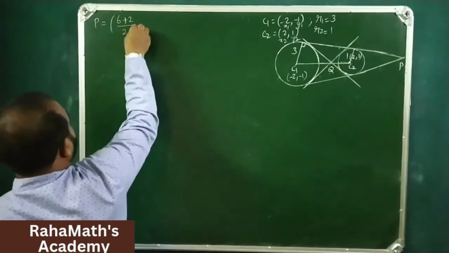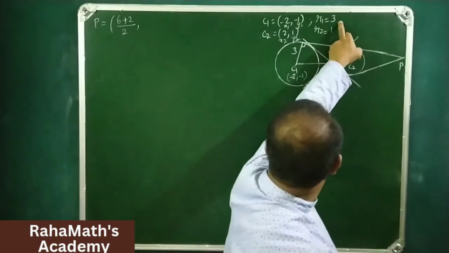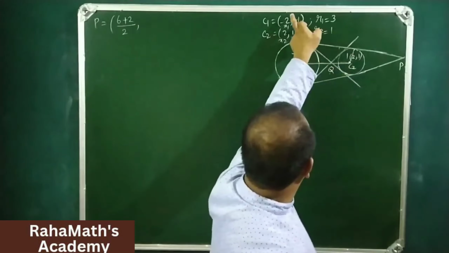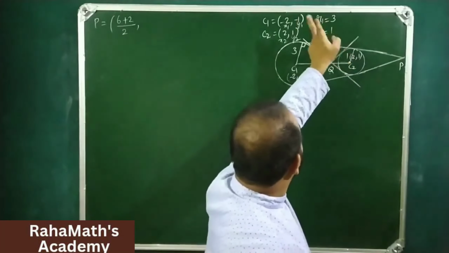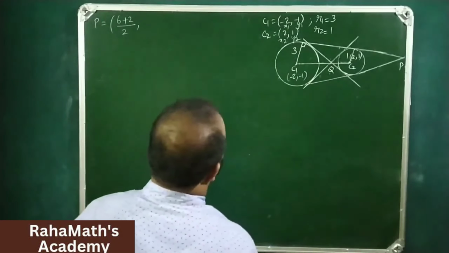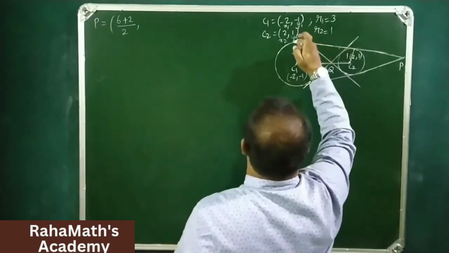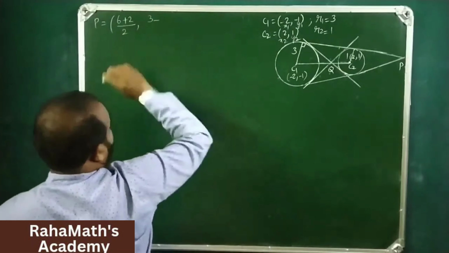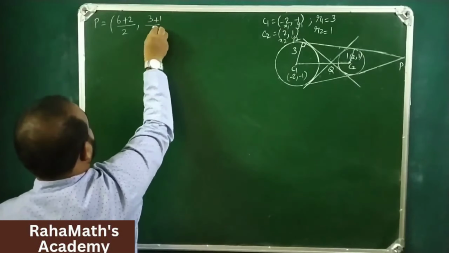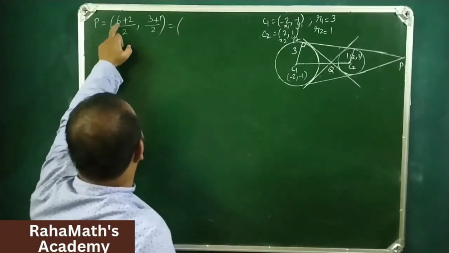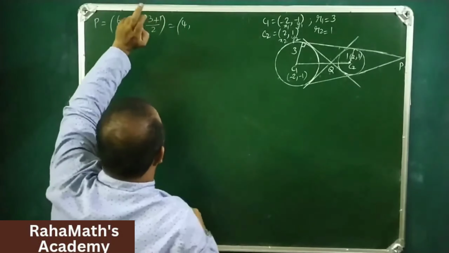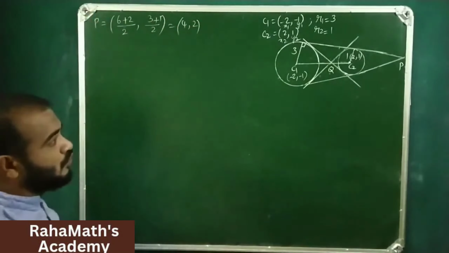3 minus 1, 2. Again, R1 y2, 3 2s are 6, minus R2 y1, 1 into minus 2, so minus of minus plus, by R1 minus R2. So R1 by 2, 3 into 1, 3, minus R2 by 1, 1 into minus 1, minus of minus plus 1, by 2. How much? 6 plus 2, 8 by 2, 4, comma 3 plus 1, 4 by 2, 2. So 4 comma 2.